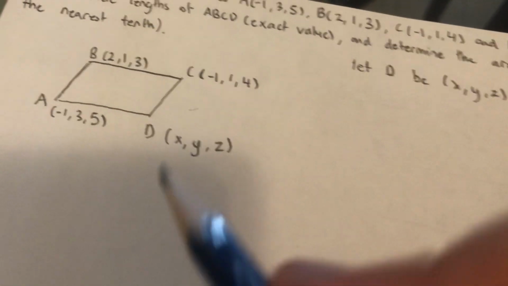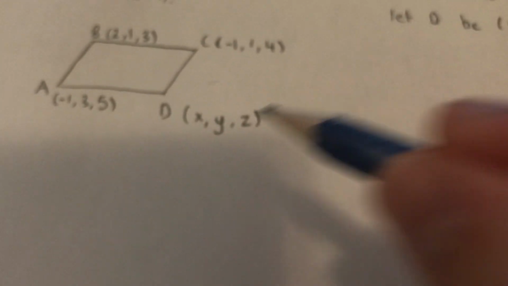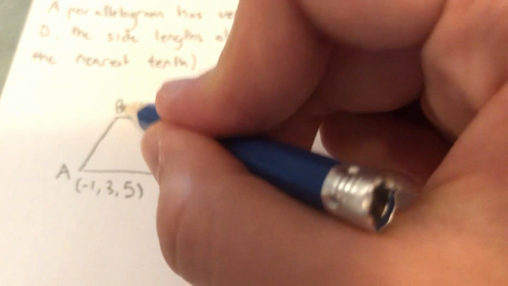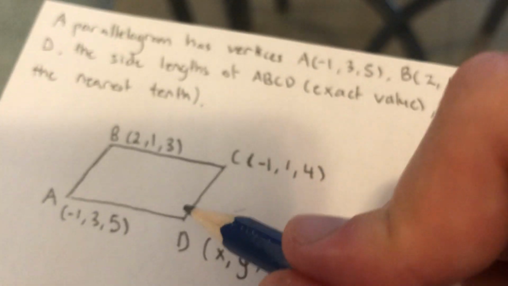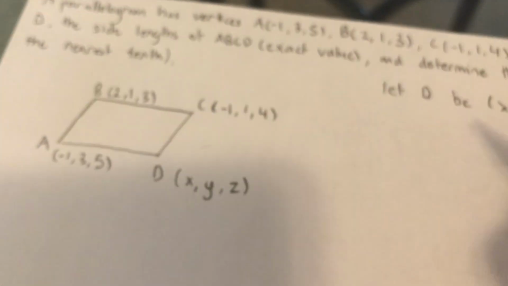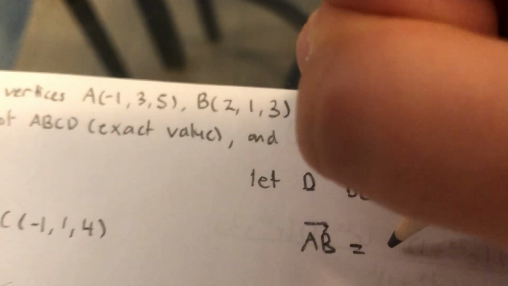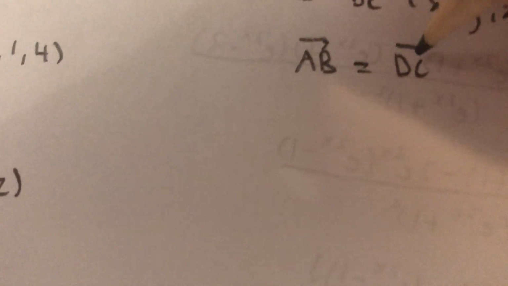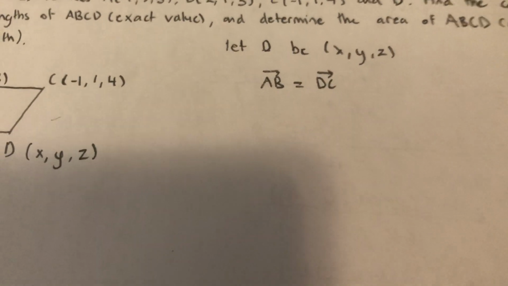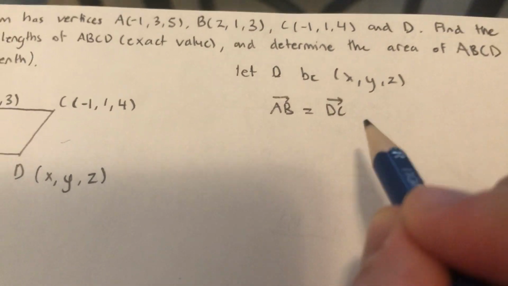What we do know about this parallelogram is that the side AB should be parallel to the side DC. And so we can basically say that the vector from A to B should be equal to the vector from D to C, since these sides are supposed to be parallel. So first let's write that: vector AB should be equal to vector DC.